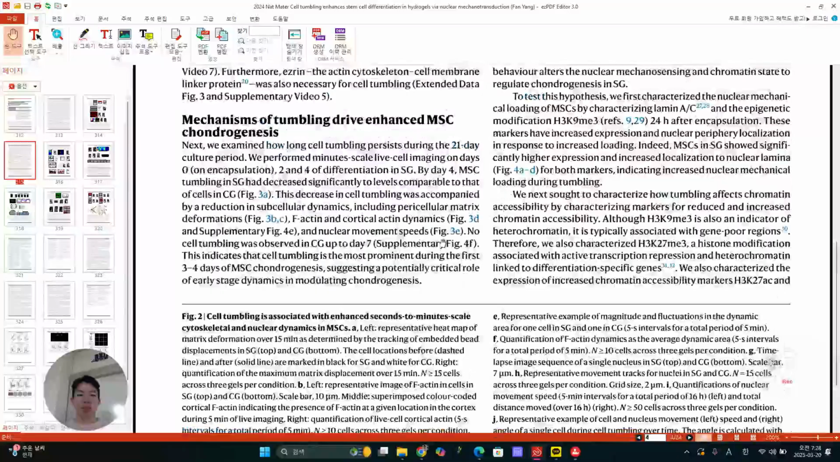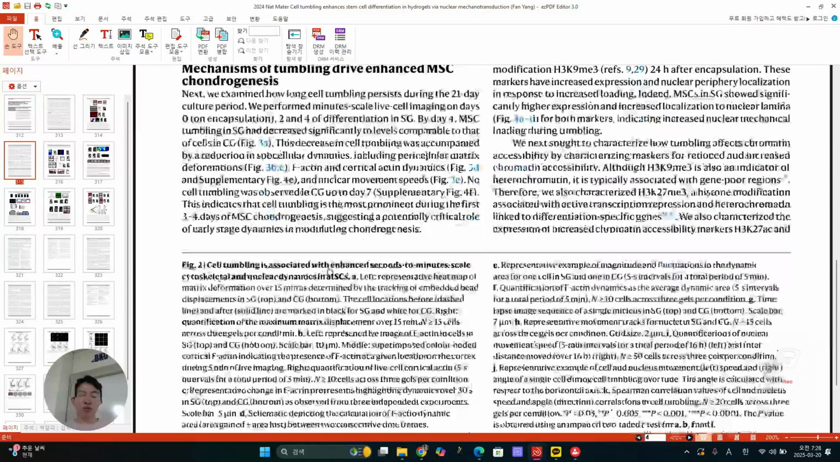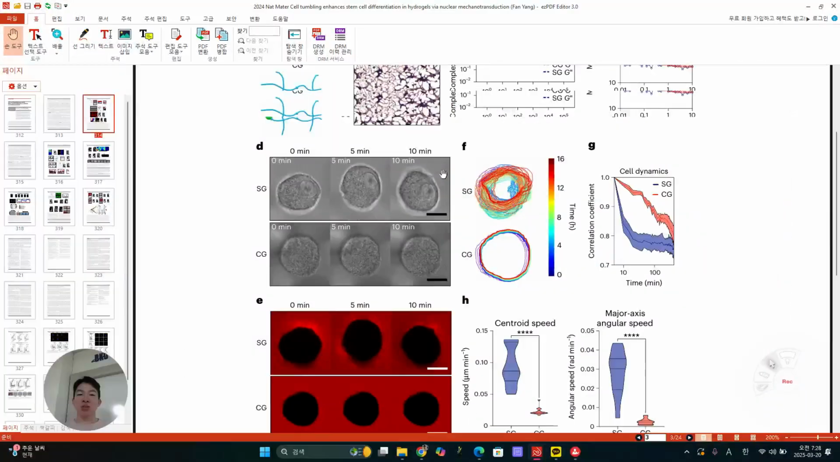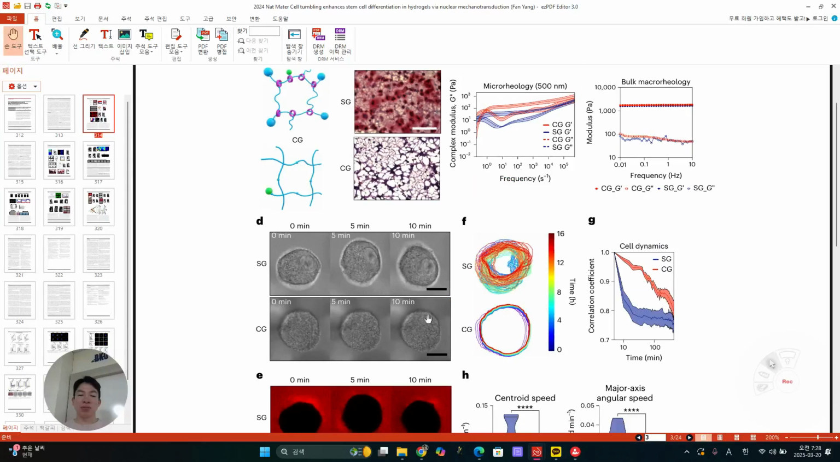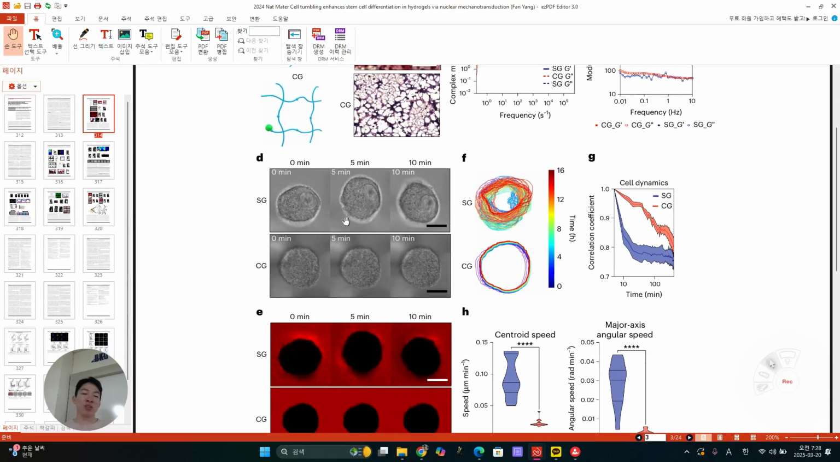And next, let's look at this figure 2 title: cell tumbling is associated with enhanced second to minute scale cytoskeletal and nuclear dynamics in MSC. Imagine you got this data. Maybe in the first week you're making this gel. In the second week, the cell is trying to move, and they call it tumbling. You know, tumbling is like up, tumbling, tumbling. So it's a very interesting finding.